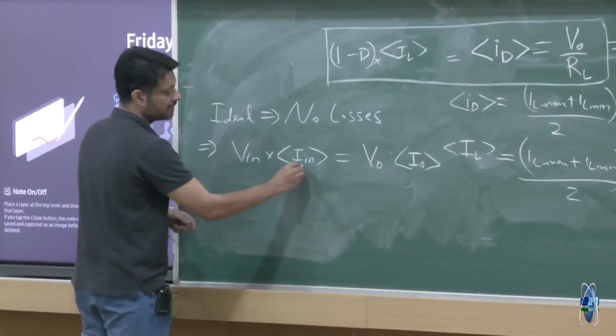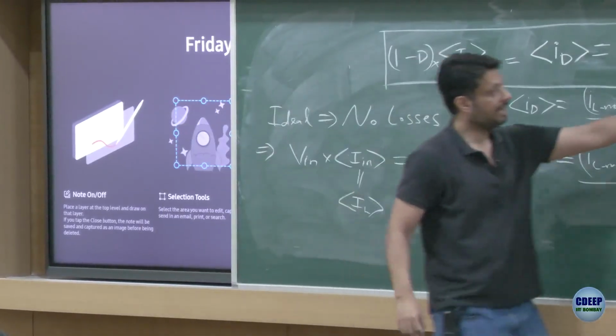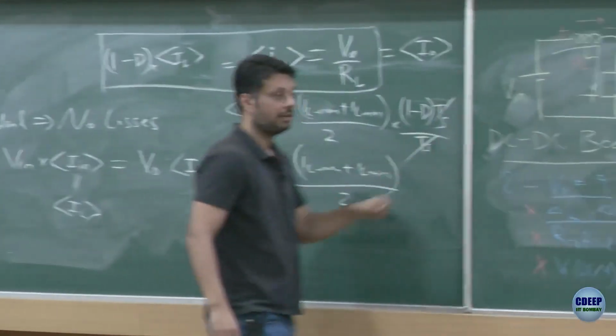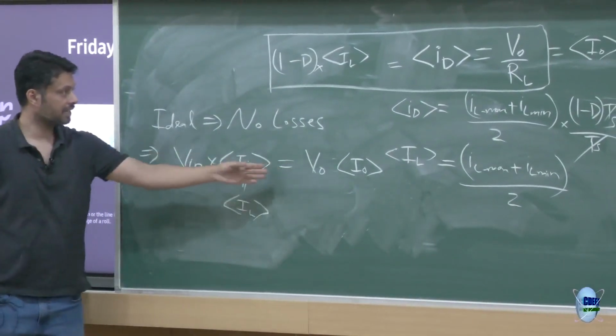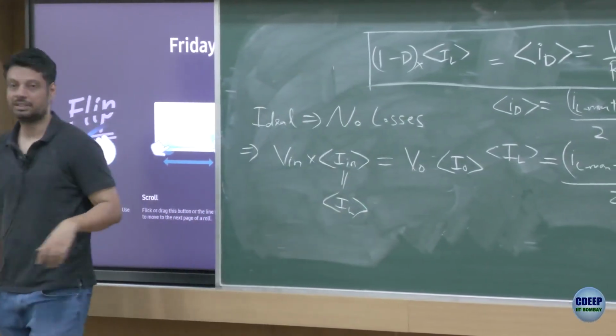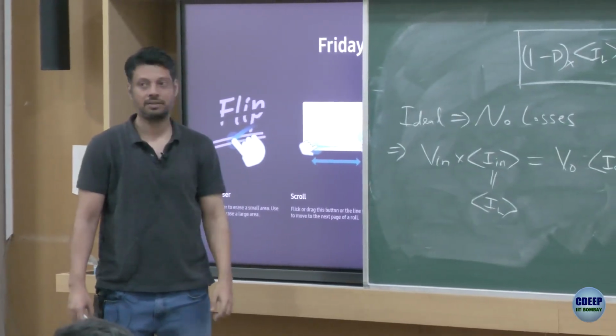This I in average is nothing but equal to the inductor current average, because I in is this and the inductor current is this, they are anyway in series, right? So you just substitute V naught is equal to 1 upon 1 minus D, and you will quickly get the same expression, without really drawing those triangles and writing that expression.